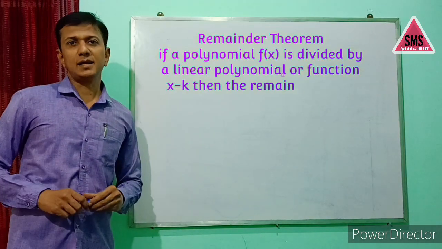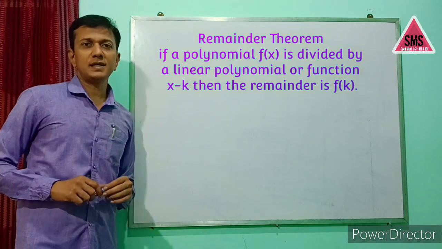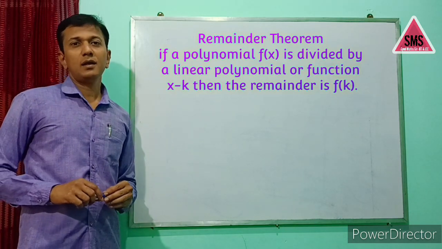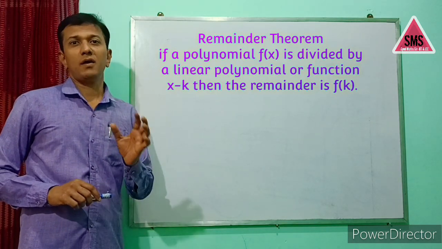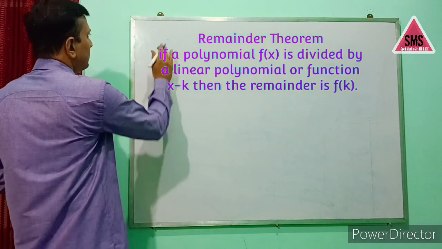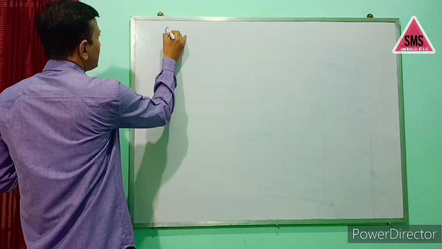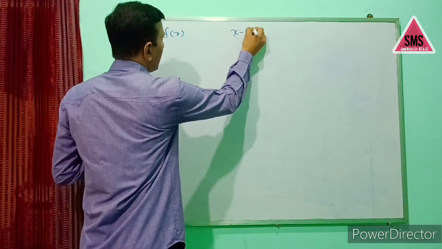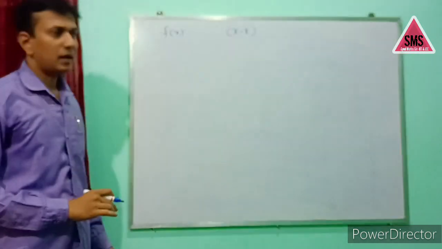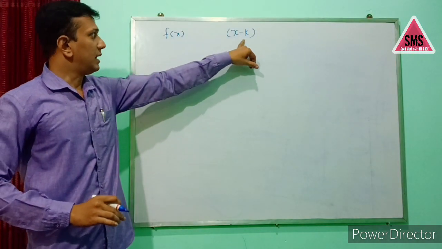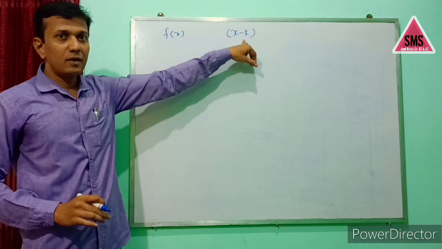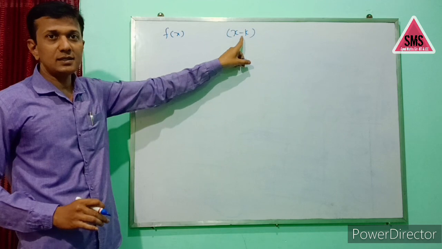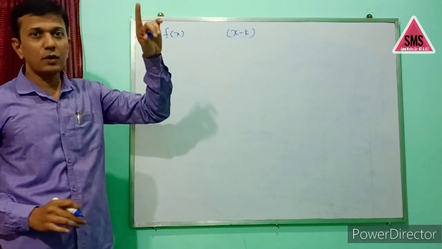The remainder theorem says that whenever f of x is divided by a linear polynomial x minus k, the remainder is given by f of k. So what is the meaning of that? What is the proof for that? We said that f of x is a polynomial and it is divided by the linear polynomial x minus k. In order to get the remainder, substitute x as k, x is equal to k. Then we are going to get the remainder.